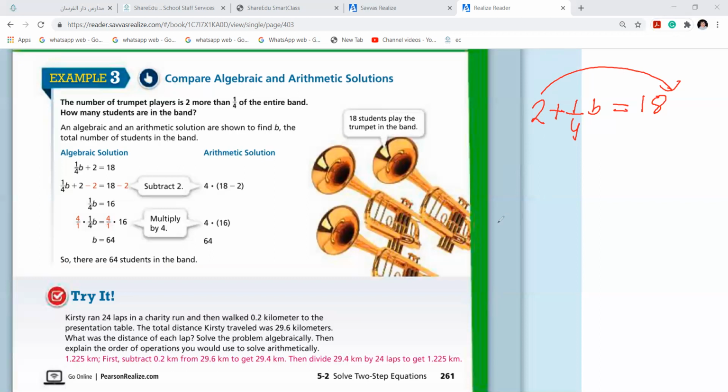18 plus 2 will go to this side and will become minus 2. If it is multiplication, it becomes division. If it is division, it becomes multiplication. If it is minus, it goes to the other side and becomes plus. This is the rule, girls. So this plus 2, I'm kicking it out. Why? Because I want to be alone. It goes and becomes minus 2.